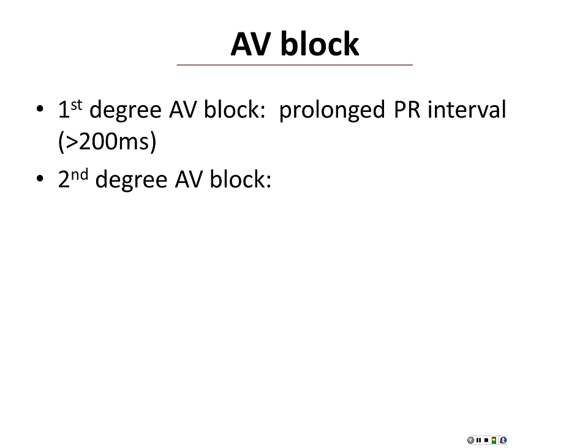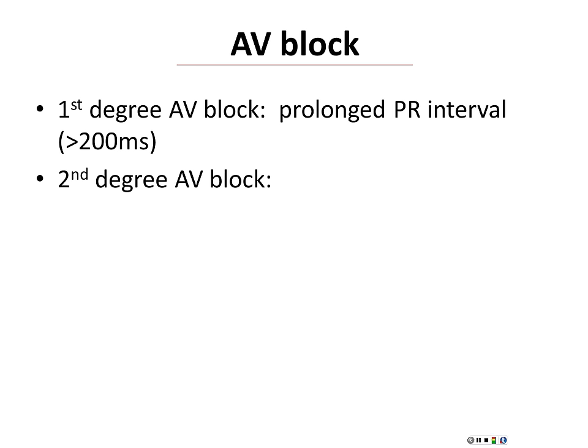Good. This has some arrows to help you out. What does this rhythm strip show? So, type 2 of what? Second degree AV block, type 2, or Mobitz 2. And how do you know that? The PR interval is the same. PR interval stays exactly the same until you drop. Okay?